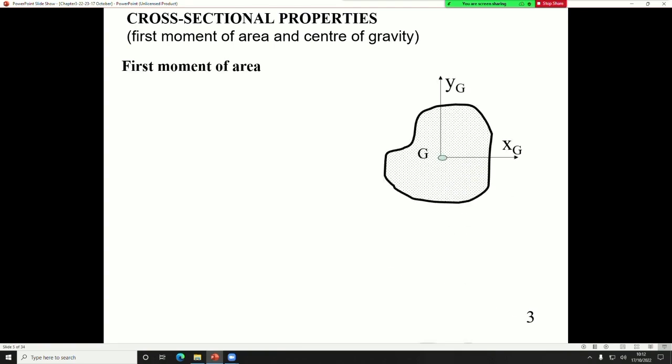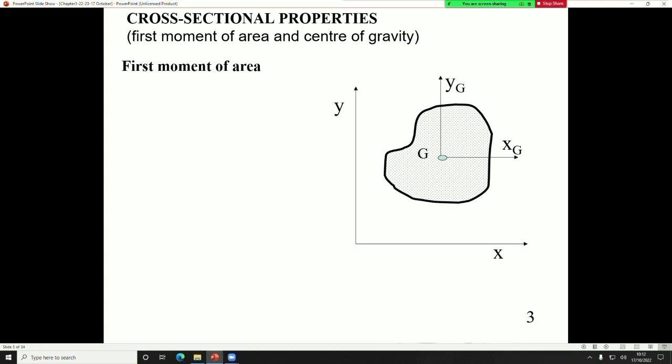Say we've got the cross-section of a member which does not have a regular shape. As you can see, it's irregular. Say G is the center of gravity or centroid of this bar with this cross-section. XG and YG are called central axes. They pass through G.